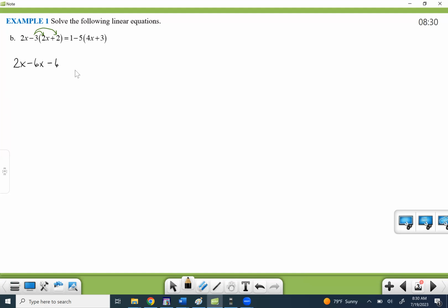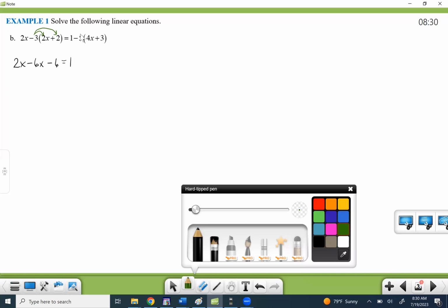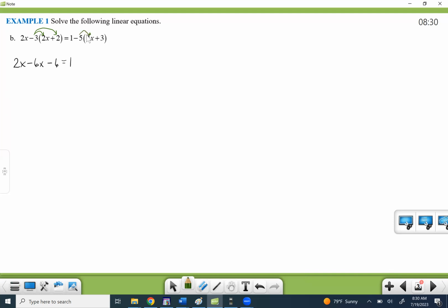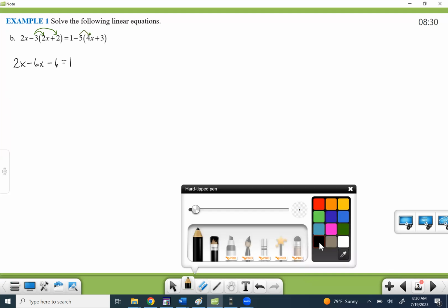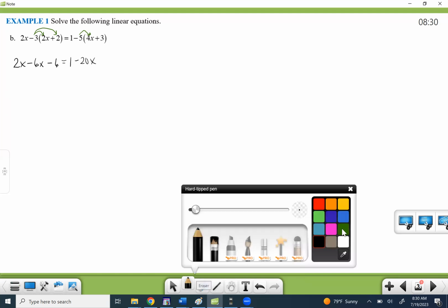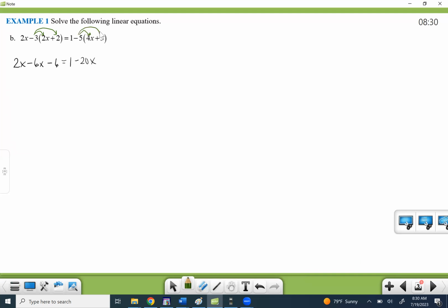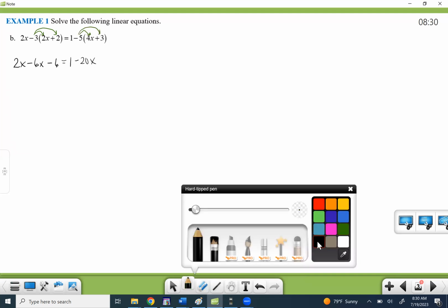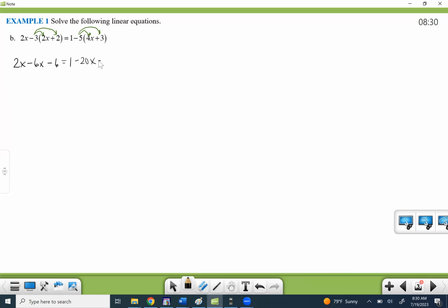All right, we'll do the same thing on the right-hand side. We got a 1. We're going to take this -5 and multiply it by 4x. So a negative times a positive is negative. 5 times 4x, that's going to be 20x. And now let's go ahead and distribute the -5 to the 3. So a negative times a positive is a negative, and 5 times 3 is 15.